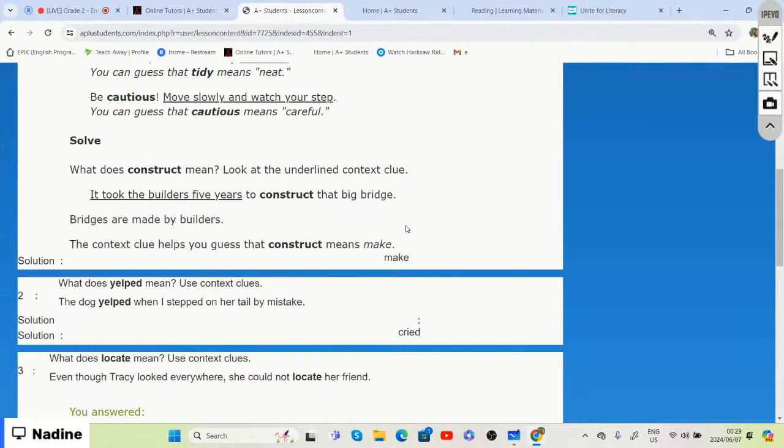And a dog yelped when I stepped on her tail by mistake. What does it mean when they say a dog yelped? If that's the word, yelped. When I stepped on her tail by mistake.